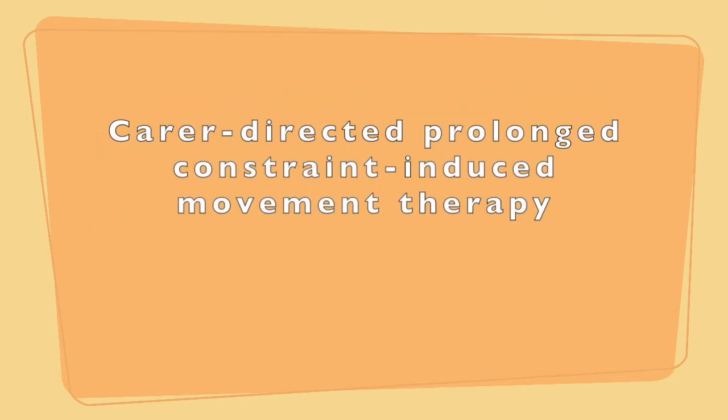I have developed a type of constraint-induced movement therapy which is carer-directed and prolonged. Carer-directed because I ask families to carry out the intensive practice with the affected upper limb at home, and prolonged because the short arm device that I use to limit the use of the unaffected upper limb is left in situ. This can be for days or it can be for hours, depending on what the family think the child will tolerate and is acceptable. I would like to show you a video of this in practice.